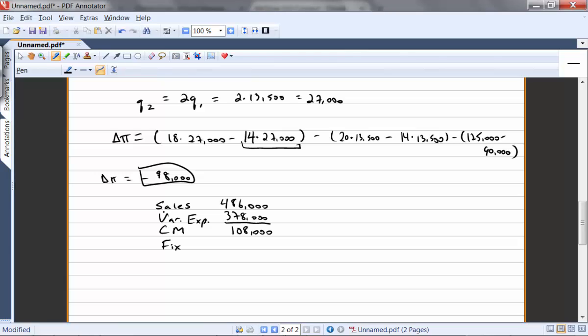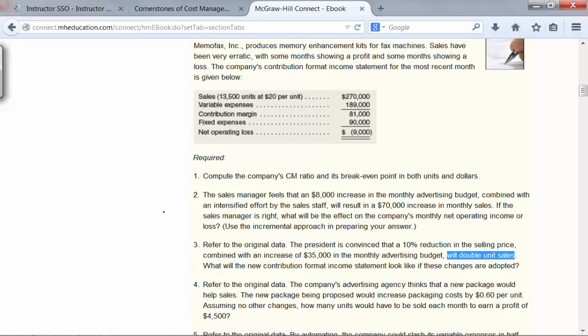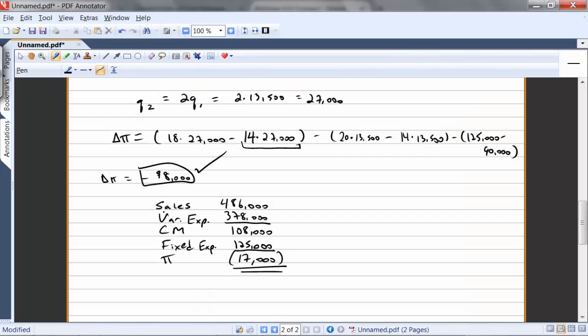Then subtract our fixed expenses, and our fixed expenses now would be $125,000, and that gives us a profit of $17,000 negative, it looks like. Or the way to write that in an accounting sense is just put parentheses around it. And you can quickly see then that $17,000 negative profit after doing this change is $8,000 less than the $9,000 negative profit that we were making before the proposed change. So profit did indeed go down by $8,000. We were originally losing $9,000, now we're losing $17,000. So this is correct. But what they wanted was this new contribution format income statement.